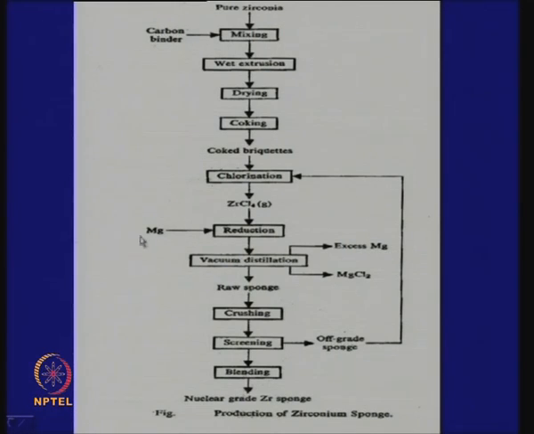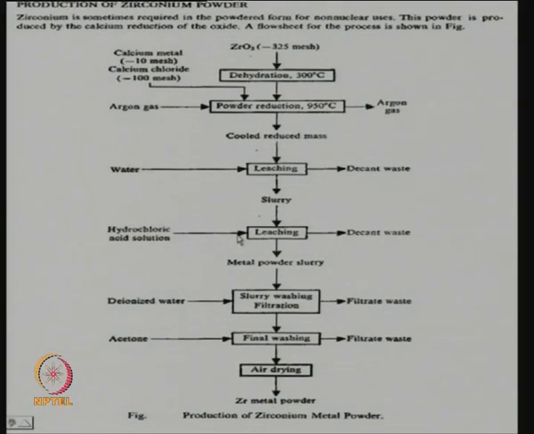So, again here we are following a chlorination route, but from the chloride we are going for again metallothermic reduction by magnesium. It is done in gas phase, zirconium tetrachloride gas being reacted with magnesium gas. It has to be obviously done in a closed reactor. Sometimes we produce zirconium powder. I will go through the steps, I do not think there is anything that needs any special mention.